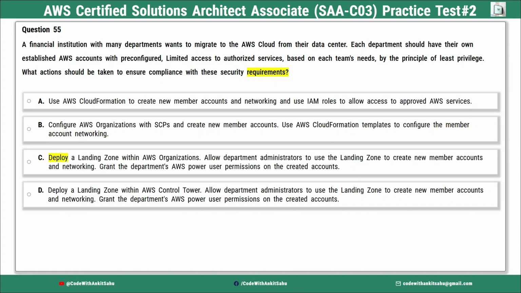Option C. Deploy a landing zone within AWS Organizations. Allow department administrators to use the landing zone to create new member accounts and networking. Grant the department's AWS power user permissions on the created accounts. Option D. Deploy a landing zone within AWS Control Tower. Allow department administrators to use the landing zone to create new member accounts and networking. Grant the department's AWS power user permissions on the created accounts.